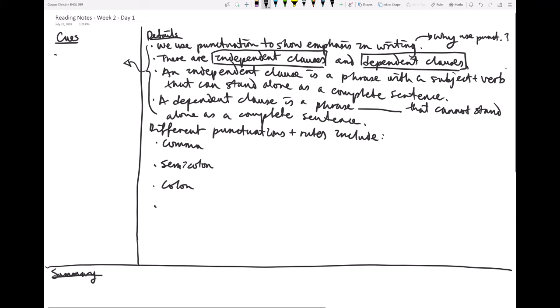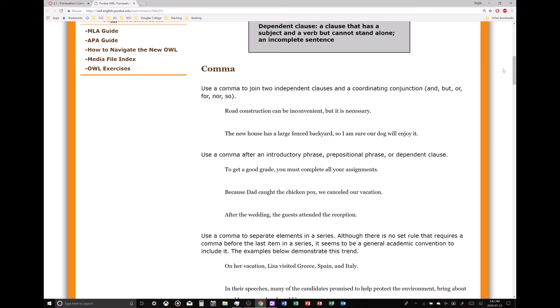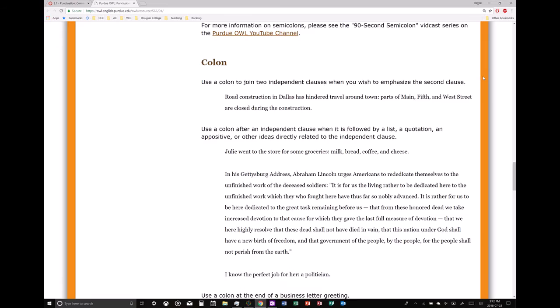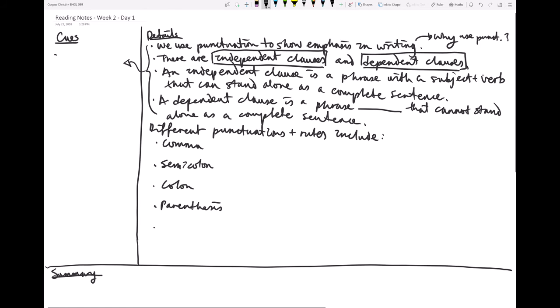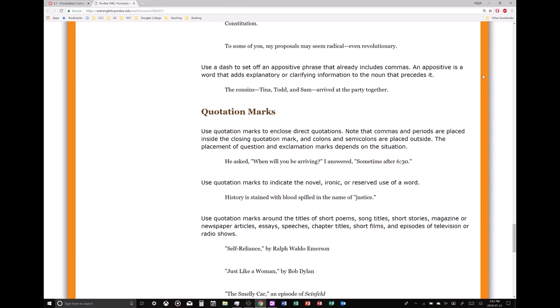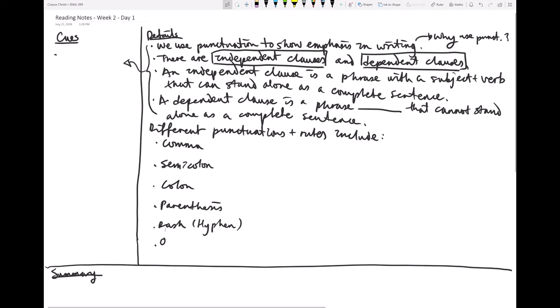I think the next one is parentheses. Let's see if I'm right. Comma. Semicolon. Colon. Good. Parentheses and then dash, or the hyphen. And then there's more. Quotation marks and italics. Okay.